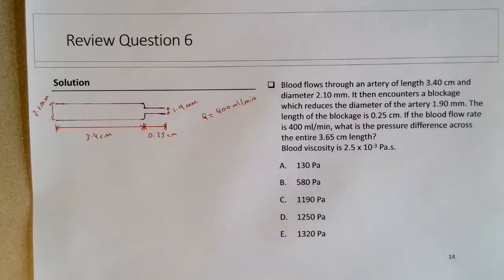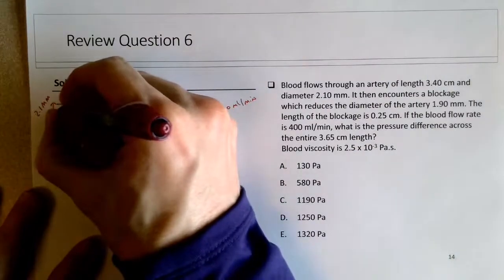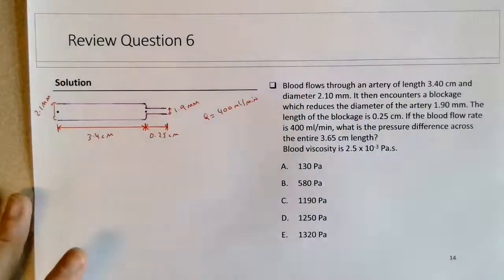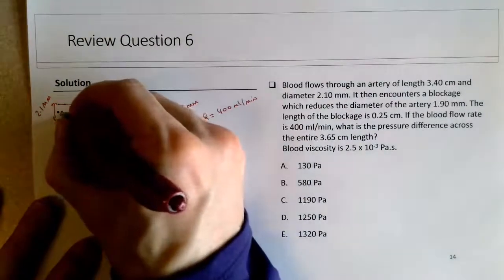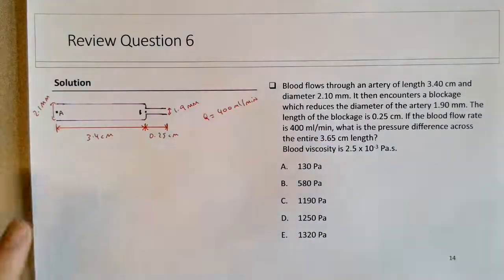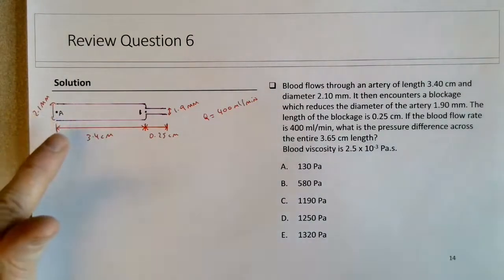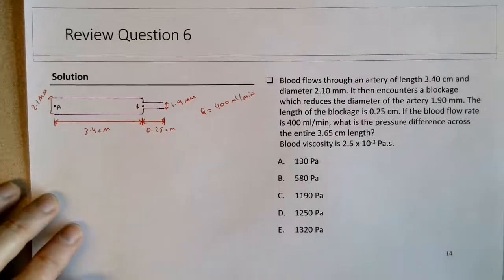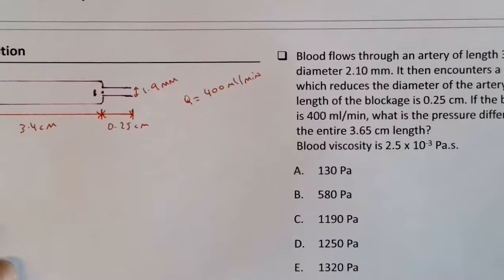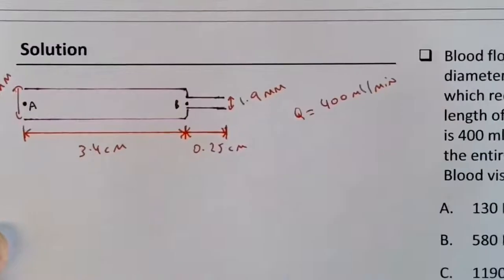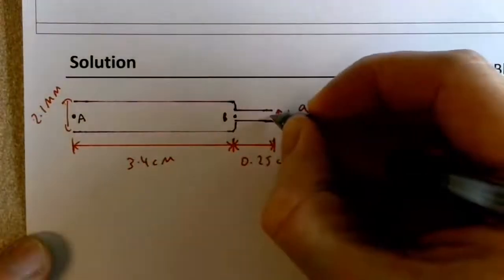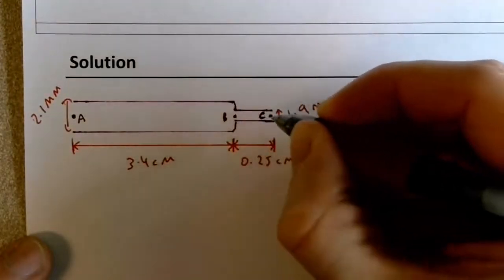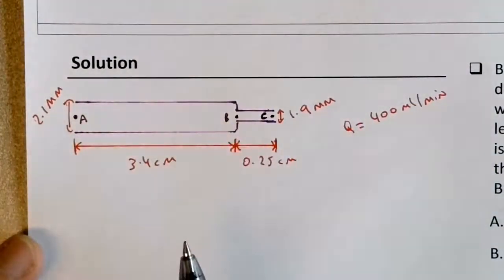Okay. So for this type of question, or any kind of question that looks like this, you have to apply Poiseuille's equation twice. Poiseuille's equation can only tell you the delta P across a length of pipe of a fixed diameter. So I'll call this point A and point B. We could use Poiseuille's equation to figure out the pressure difference between A and B. Zoom in here for a second. And then we could use it again, if I call this point C, to figure out the pressure difference between points B and C.